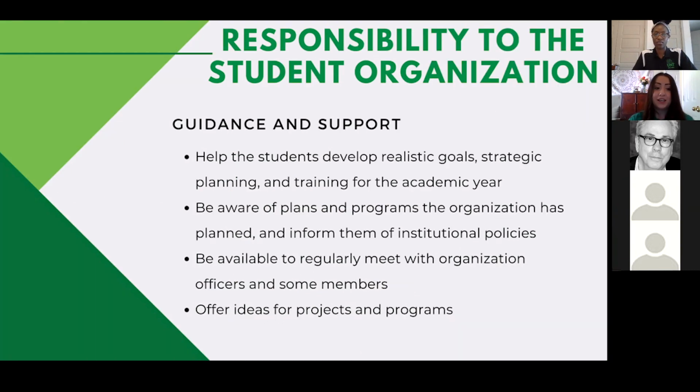And then the next one, you also want to be there to provide guidance and support. So help your students develop realistic goals, strategic planning, and training for the academic year. Be aware of plans and programs that the organization has planned and inform them of the institutional policies. Especially when they're filling out those event applications and we ask you to approve them prior to us getting those, it goes through a process of approval. The president and yourself have to approve before it gets sent over to us before we can approve those.